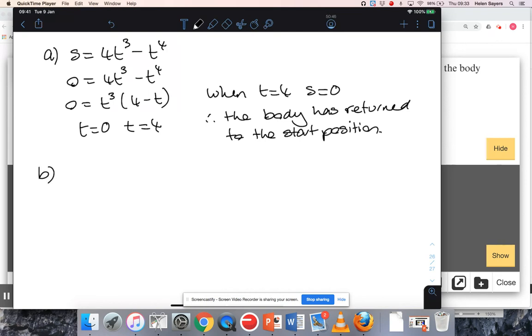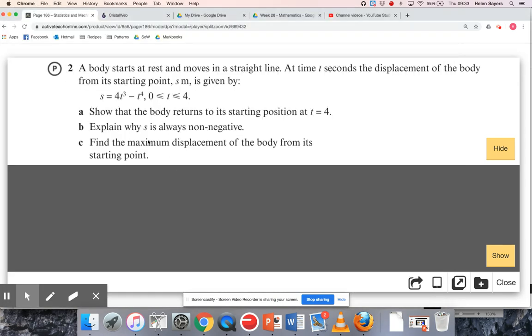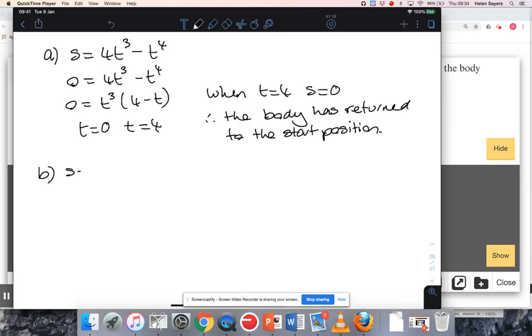Right, so part B. So explain why s is always non-negative. Okay, so these ones can be quite tricky just to sort of figure out how you're supposed to tackle it. So the first thing I would think about, because we don't really want to have to sketch that, because if you've got a graphical calculator, you could do a sketch just to clarify what's going on, bearing in mind it's only between t is 0 and t is 4 that we're looking at. So you certainly could have a sketch and sort of justify it that way, but let's have a look at the actual function. So s is 4t cubed minus t to the power of 4.